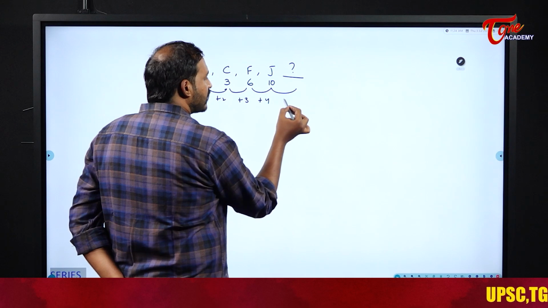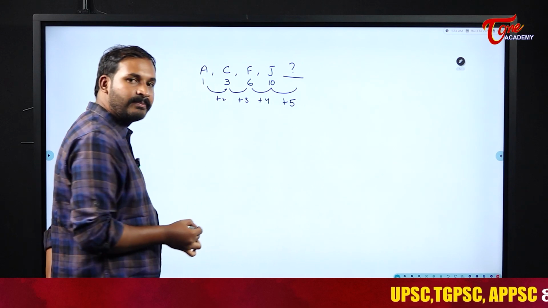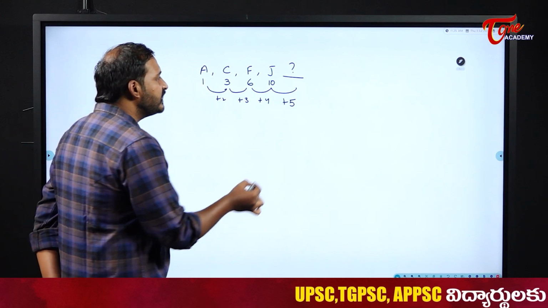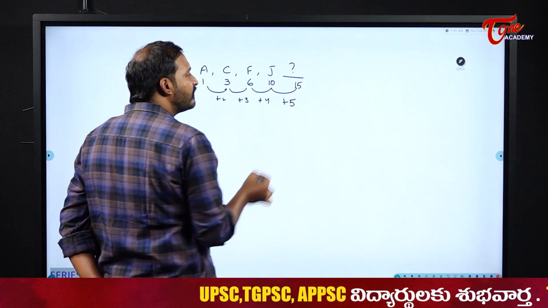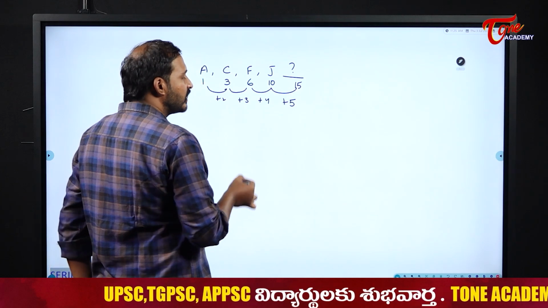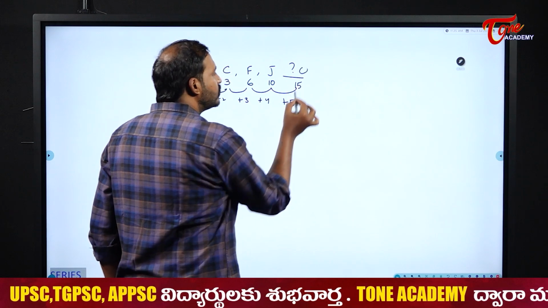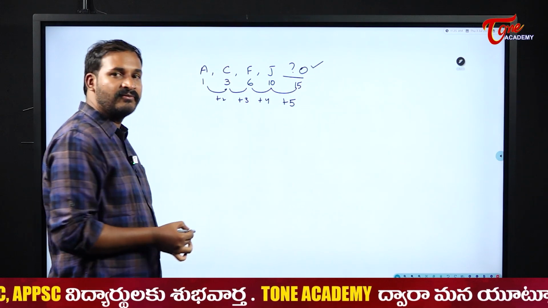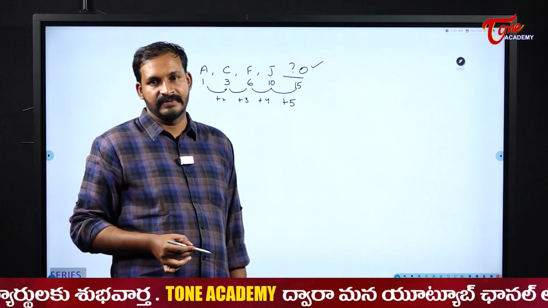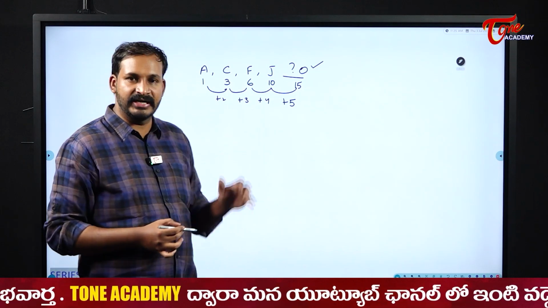Plus 5. So, 10 plus 5 is 15. What is the 15th alphabet for us? O. So, here our answer becomes O. This is the way in which we solve our series. See here, students, here it is in incremental order.